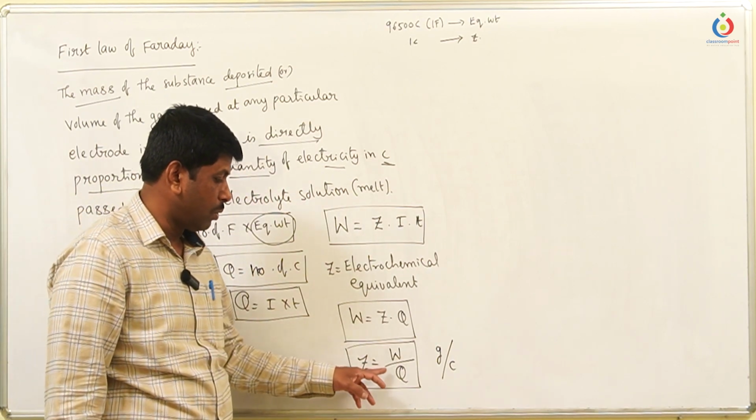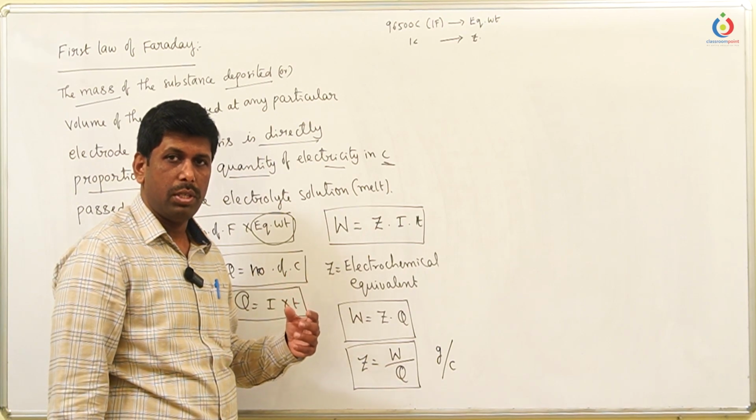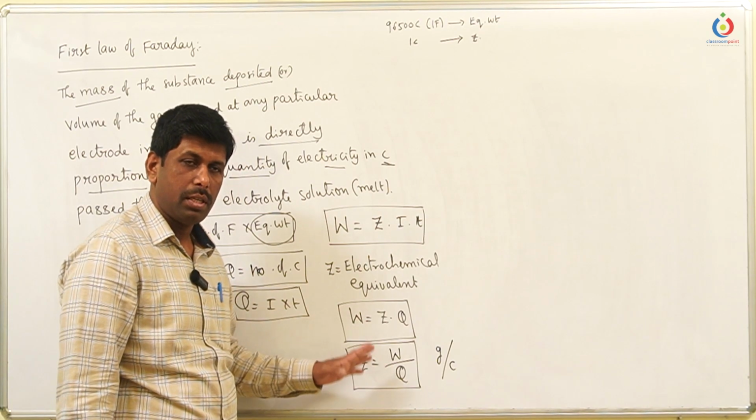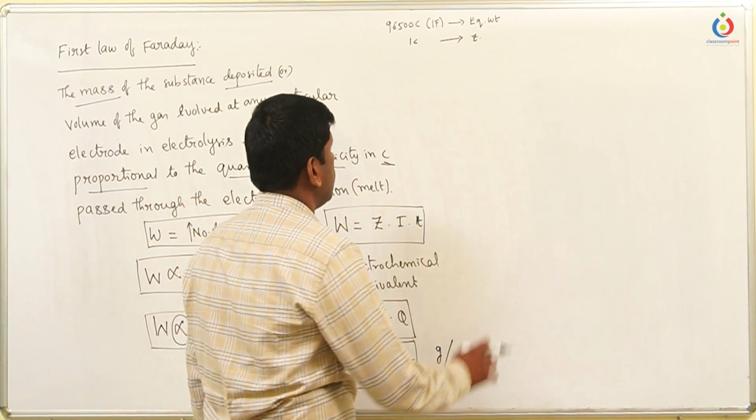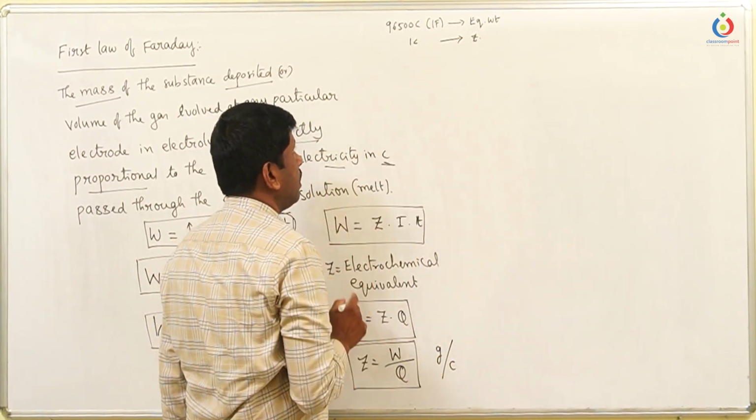So when you are sending 1 coulomb of electricity, or 1 ampere of current, through the electrolytic solution for 1 second, whatever mass of the substance is deposited is known as the electrochemical equivalent, which is equal to Z. Now let us try to relate the electrochemical equivalent with the equivalent mass.